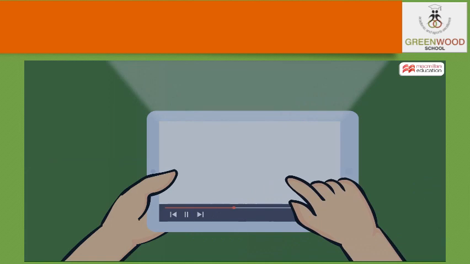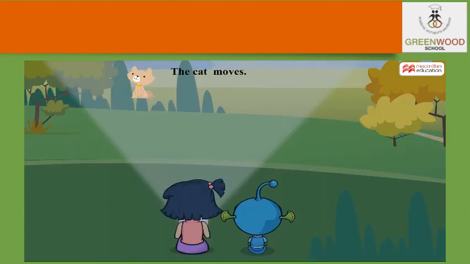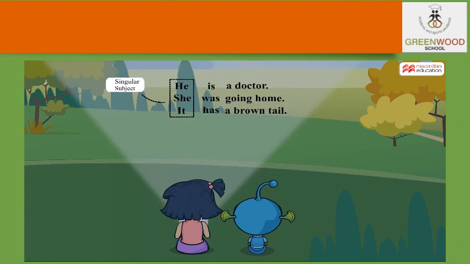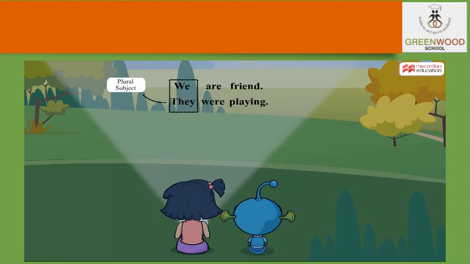For example, the cat moves. Here, the singular subject, the cat, takes the singular verb moves. Now, when we say the cats move, the plural subject cats takes the plural verb move. Similarly, the singular pronouns he, she, and it take the singular verbs is, was, and has, while the plural we and they use the plural verbs are, were, and have.